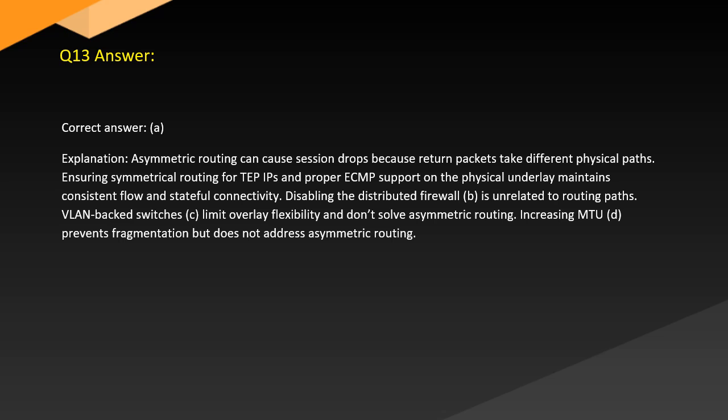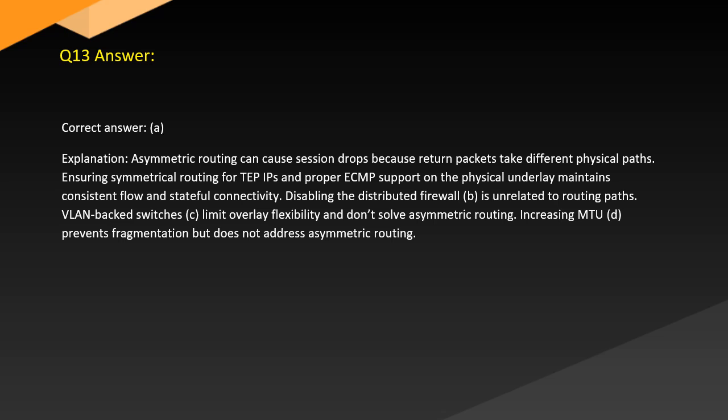Answer. Correct answer: A. Explanation. Asymmetric routing can cause session drops because return packets take different physical paths. Ensuring symmetrical routing for TEP IPs and proper ECMP support on the physical underlay maintains consistent flow and stateful connectivity.